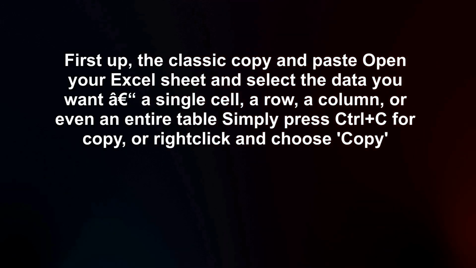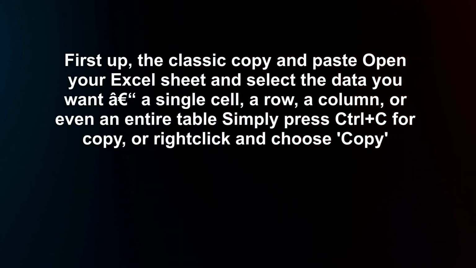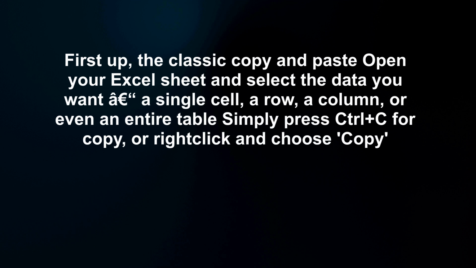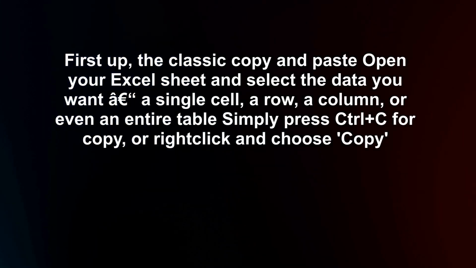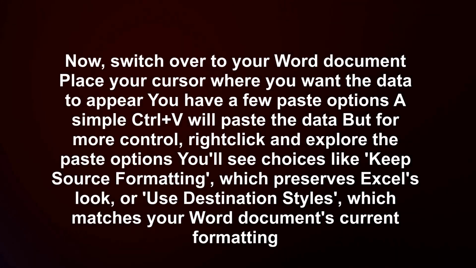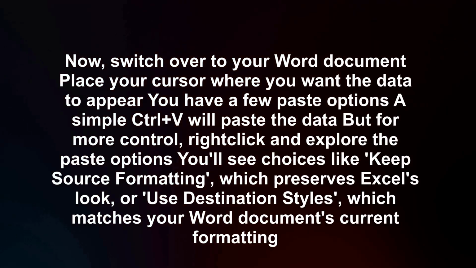Open your Excel sheet and select the data you want: a single cell, a row, a column, or even an entire table. Simply press Ctrl+C for copy, or right-click and choose copy. Now, switch over to your Word document. Place your cursor where you want the data to appear.